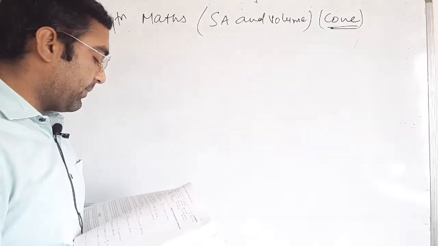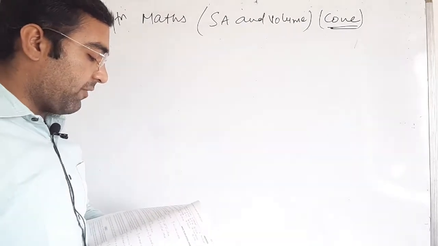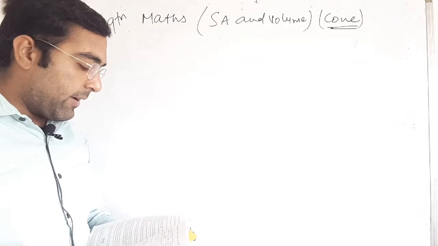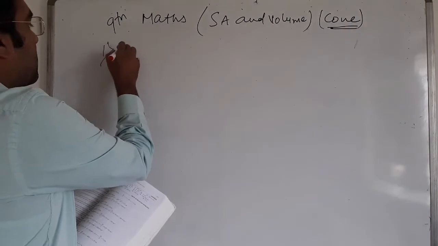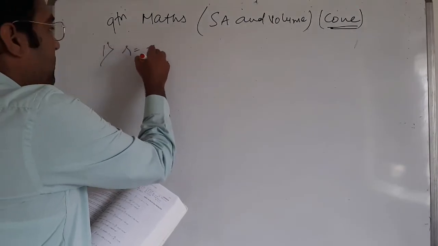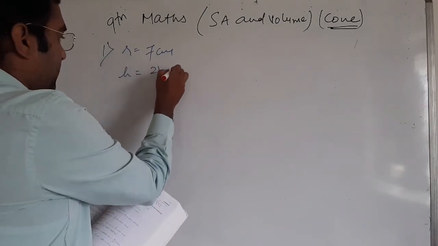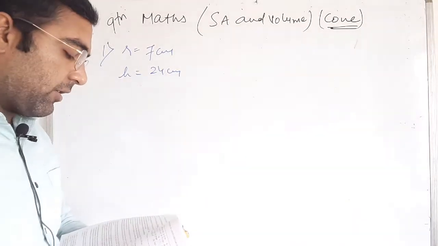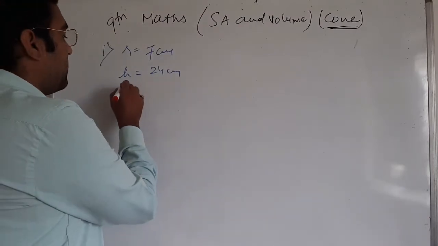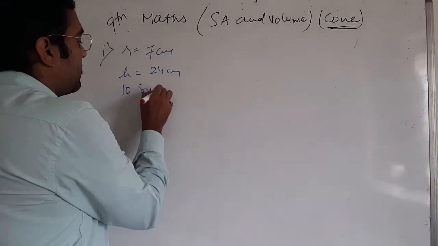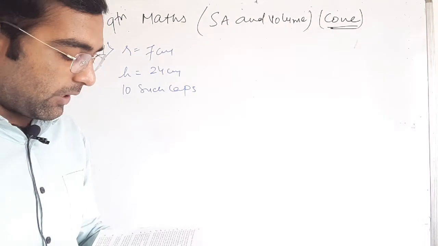So my question is: a joker's cap in the form of a right circular cone of base radius 7 cm and height 24 cm. Here the radius of the joker's cap is 7 cm and its height is 24 cm. Find the area of the sheet required to make 10 such caps.